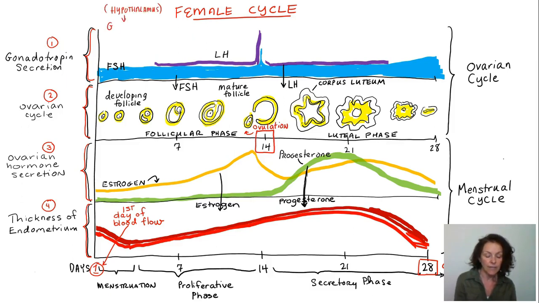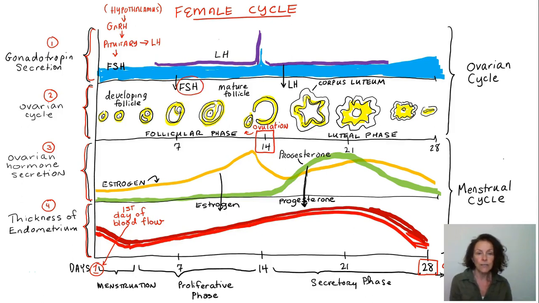Let's look at the top of the slide and look at what's going on in the brain. The hypothalamus is releasing gonadotropin releasing hormone, which is going to travel to the pituitary gland to cause the release of follicle stimulating hormone and luteinizing hormone, or FSH and LH. Follicle stimulating hormone is going to cause the developing follicle in the uterus to begin to mature. That's why it's called follicle stimulating hormone.